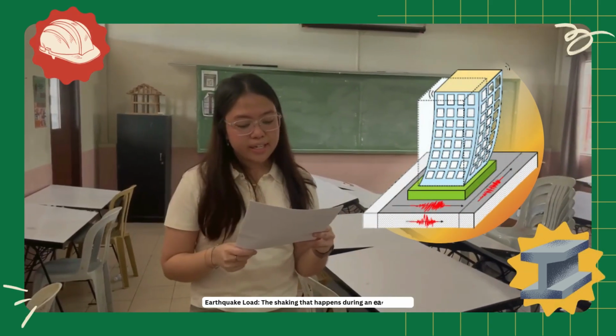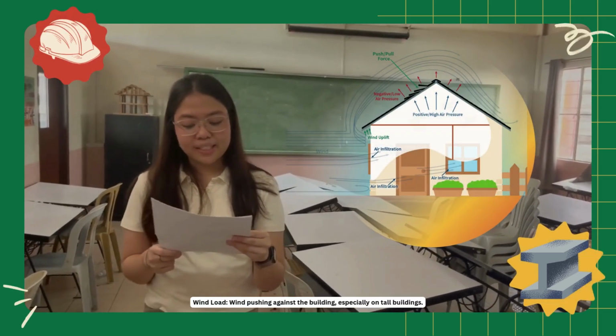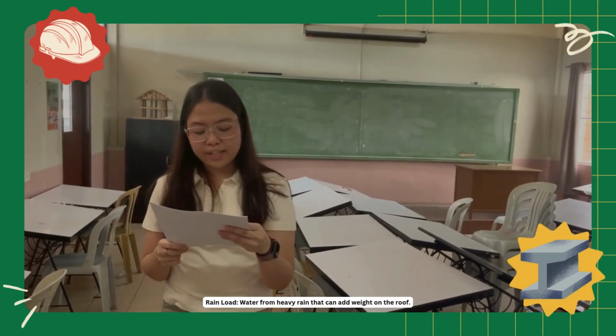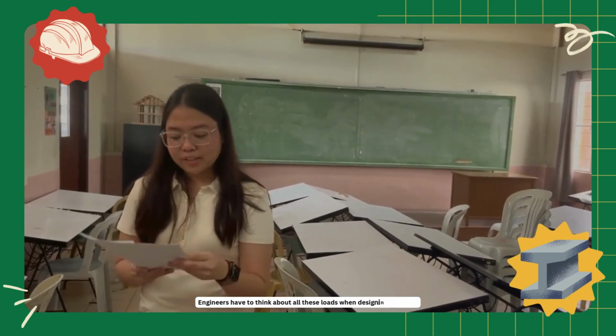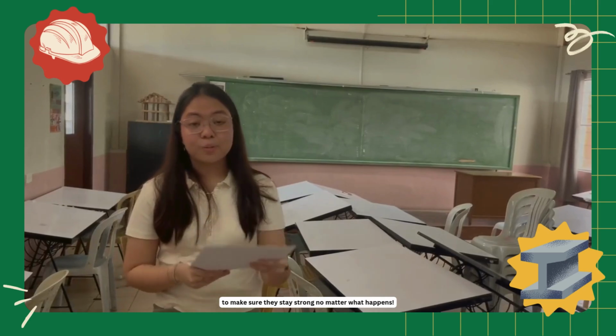Earthquake load: the shaking that happens during an earthquake. Wind load: wind pushing against the building, especially on tall buildings. Rain load: water from heavy rain that can add weight on the roof. Engineers have to think about all these loads when designing buildings to make sure they stay strong no matter what happens.